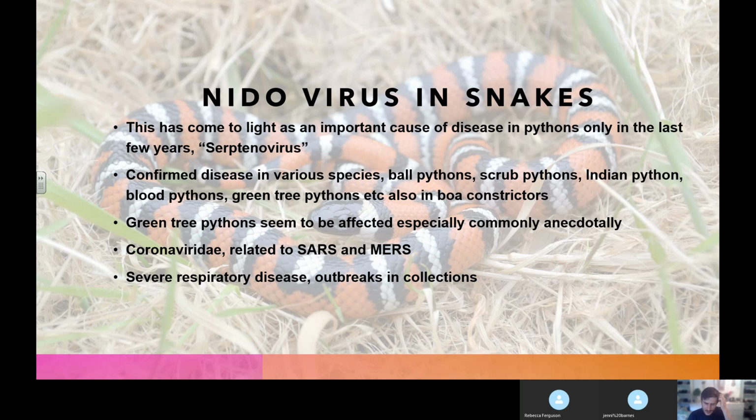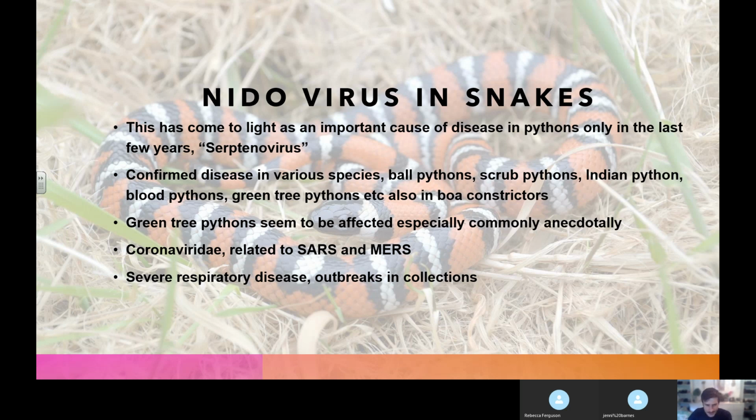And initially, what was happening is we were getting these big severe respiratory disease outbreaks in collections of snakes. And what we saw initially was that the ones that were nidovirus positive tended to be in collections either where there are a lot of green tree pythons, or they were in other species, but it was collections where there were also green tree pythons. And we don't know whether this is something that originated, say, in Indonesia and has come with imported green tree pythons, but certainly that species seems to be a little bit predisposed.